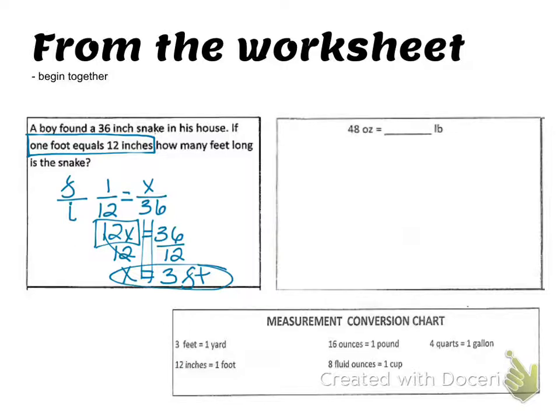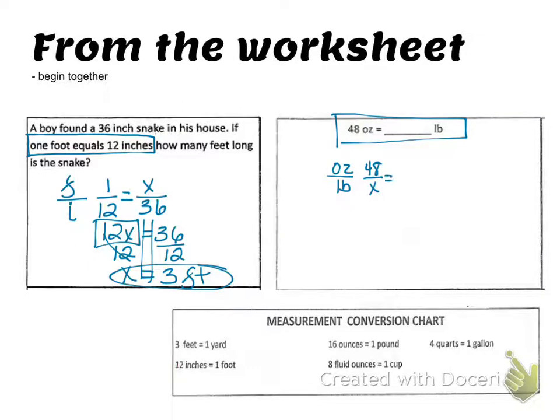Okay, so on the back, it's just straight conversions. So this one says 48 ounces equals blank pounds. So we are comparing ounces to pounds. Ounces to pounds. Okay, and so they gave us 48 ounces equals blank pounds. So that's going to be where our x goes. 48 over x.